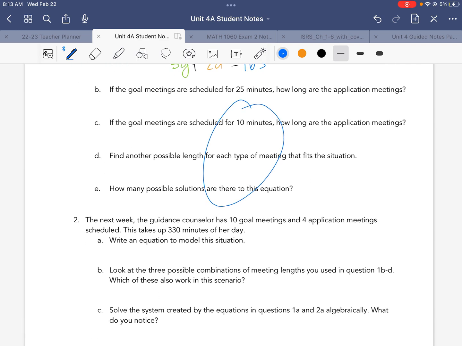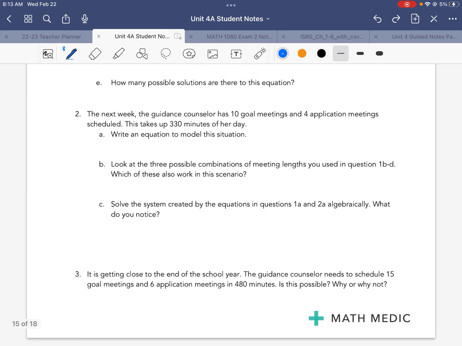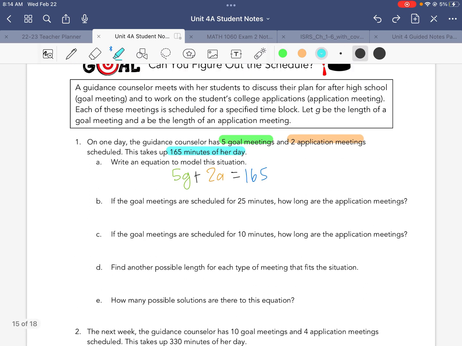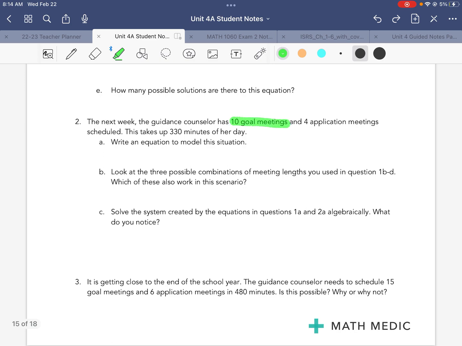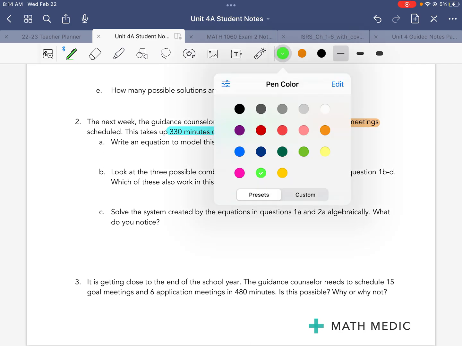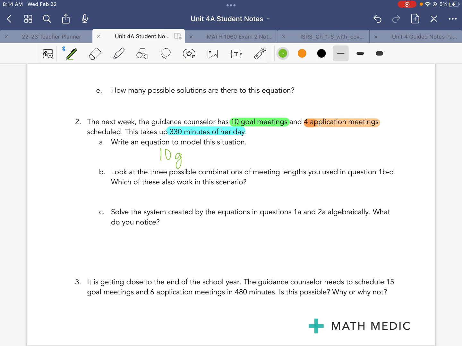Then we did some of this. I'll post those complete notes for you guys. And then we did it again. We did these ones with 10 goal meetings and 4 application meetings. And that one took up 330. And so we did some work with that one, and we said 10 goal meetings plus 4 application meetings needed to equal 330 minutes. And we looked at the possible combinations of meeting lengths that we used in questions 1B through D and checked to see if they worked.